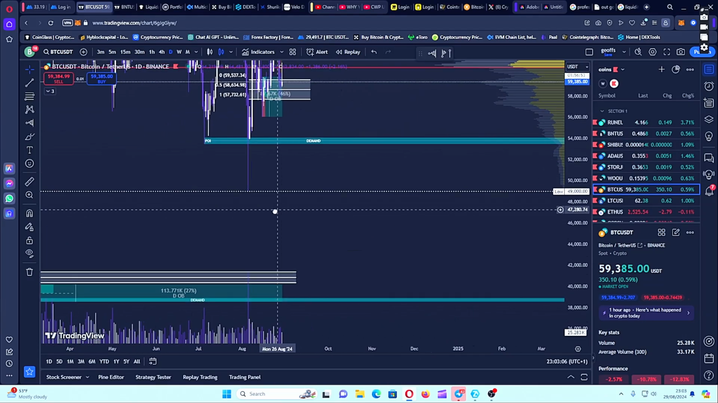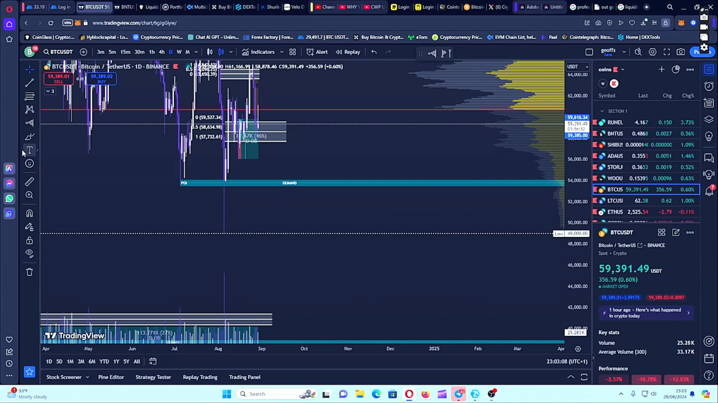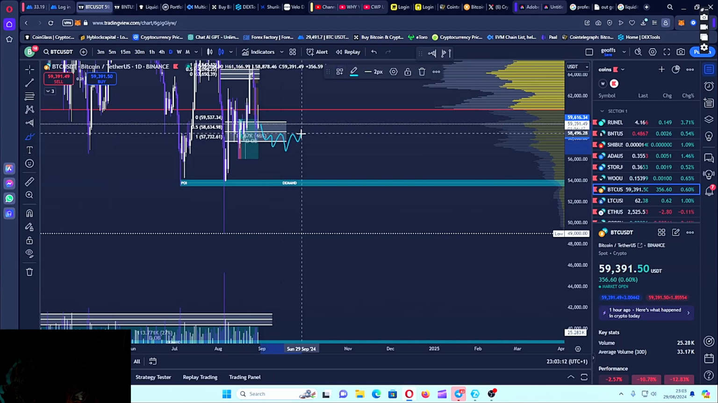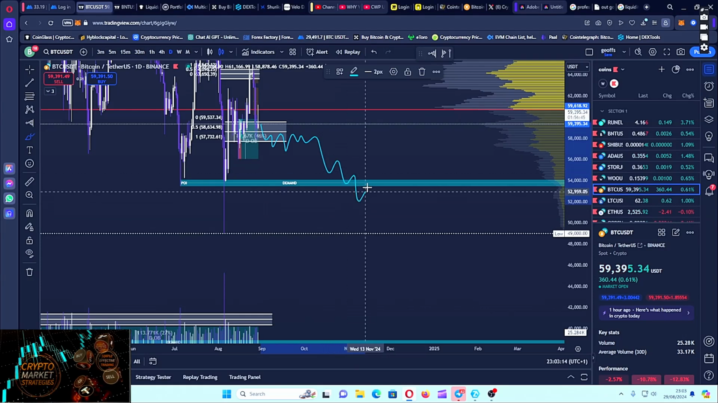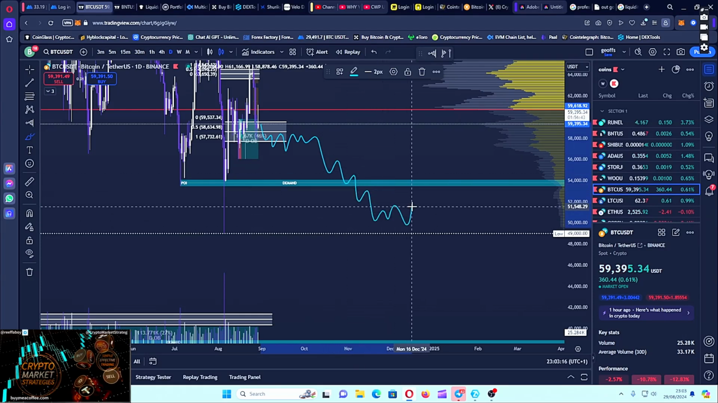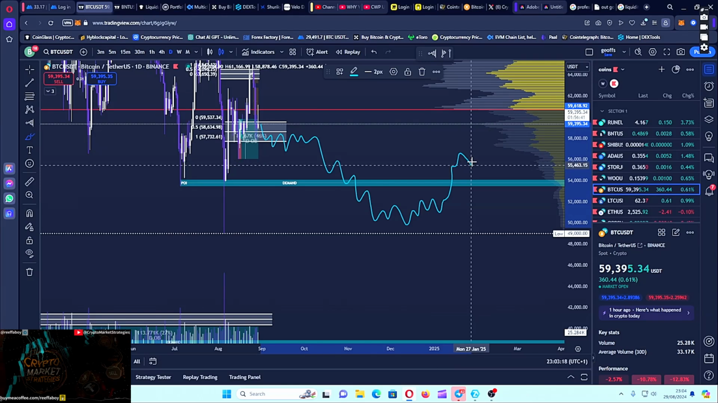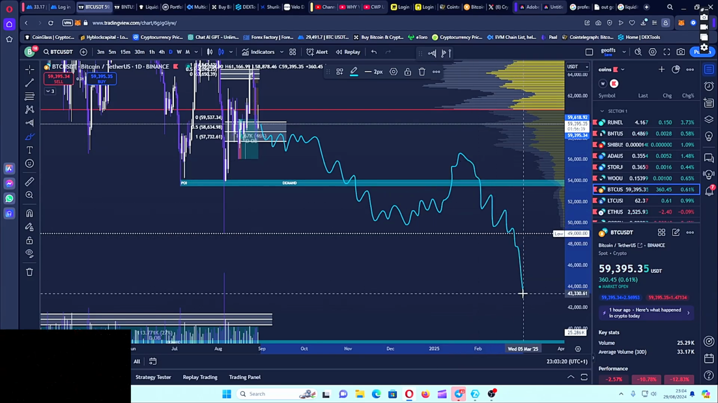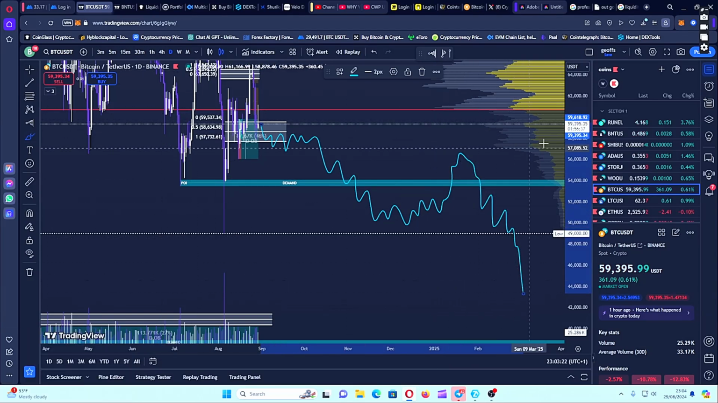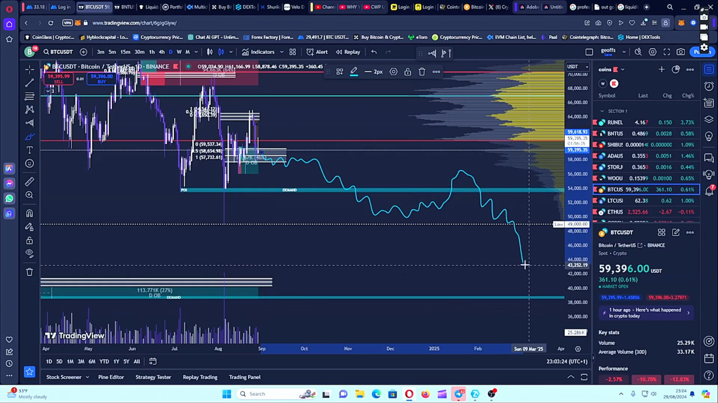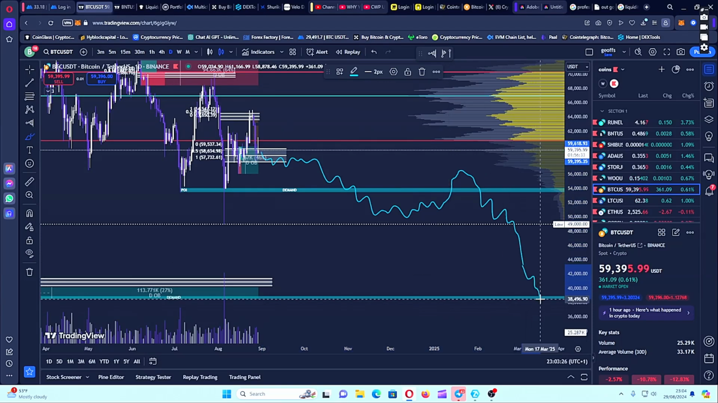So it wouldn't surprise me if BTC starts to do something along these lines, then start to create some bearish order flow, consolidate, probably come back up, take internal liquidity, keep going down, and then back into that area down here, somewhere down here, and then fire off, and then start to create bullish order flow.